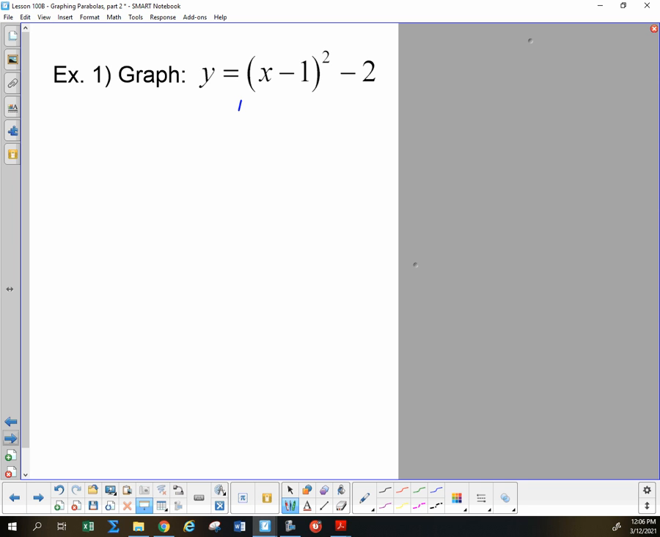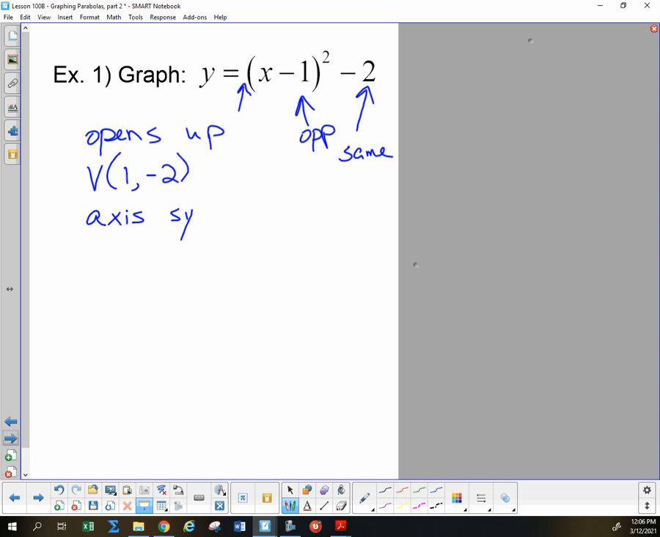So if we look at that, we know that the number in front there is positive, which tells us that the graph opens up. We also look at it and we can get the vertex by taking the opposite of the number that is inside the parentheses and the same as what is outside. So that would be positive 1, negative 2. The axis of symmetry must have the x equals as part of the equation, and it is always the first coordinate of the vertex.